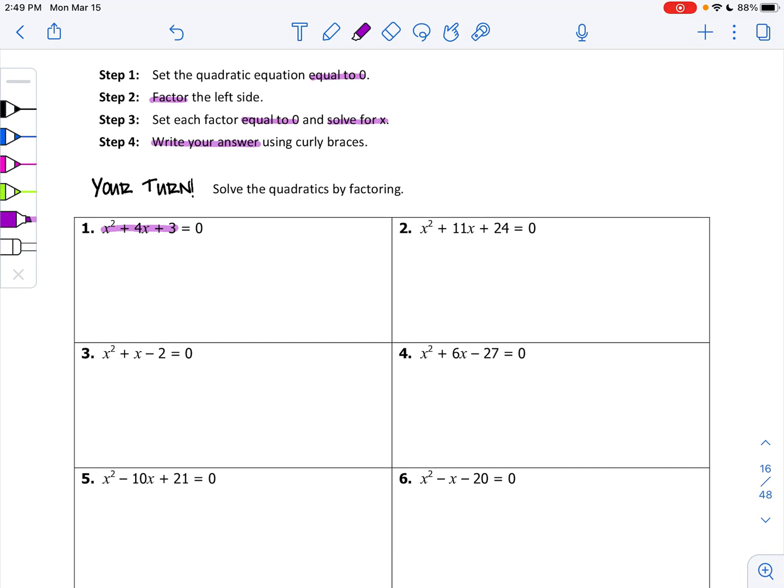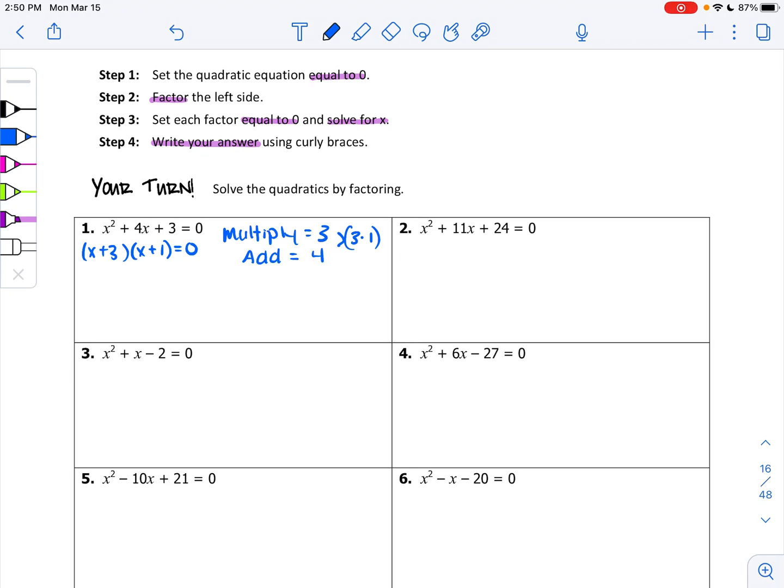This one is a basic trinomial, where we find two numbers that multiply to give me 3 and combine or add to give me 4. Those two numbers would be 3 times 1, because 3 times 1 is 3 and 3 plus 1 is 4. So then I would write that as x plus 3 times x plus 1. And don't forget to bring down your equal 0.